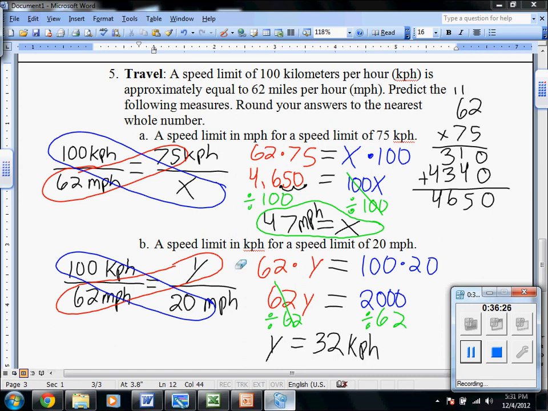And we were looking for kilometers per hour. That's what the question told us, and that's what our proportion says. So 32 kilometers per hour. So I'm not cheating. I just, for the sake of time, I've already had you guys for 36 minutes.